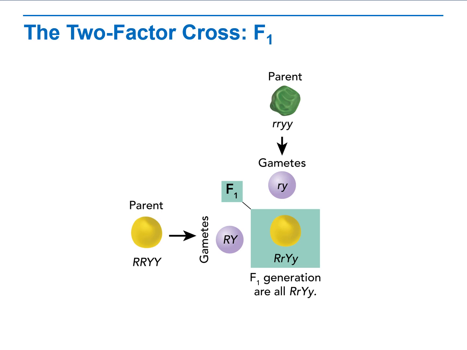But what if you had to predict the genotypes and phenotypes in the F2 generation? Draw a Punnett square for a cross between the F1 individuals. So draw a Punnett square for two hybrid plants, two heterozygous plants for both traits, and figure out the genotypes and phenotypes that you would see in the F2 generation.